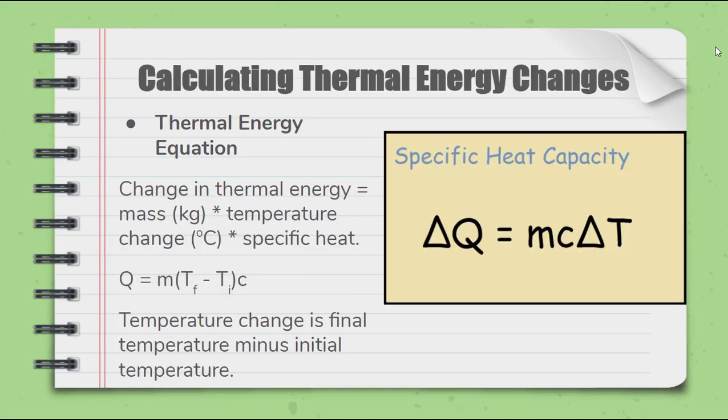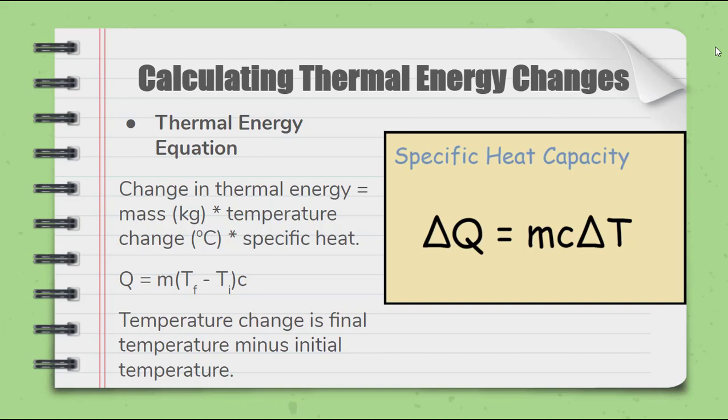Now there is a calculation that you can perform for thermal energy change. The change in thermal energy is equal to the mass in kilograms times the temperature change in degrees Celsius times the specific heat. Or Q equals M times the final temperature minus the initial times C, which is your specific heat. Or, as we like to call it in chemistry, Q equals MC delta T. The temperature change is always your final minus your initial, so you may get a positive value, you may get a negative value, depending on whether your temperature increased or decreased.